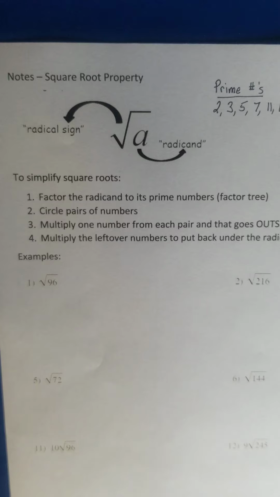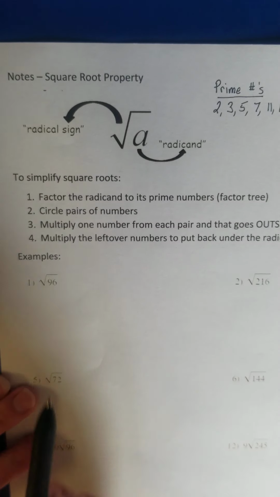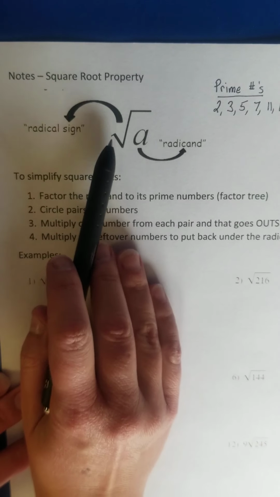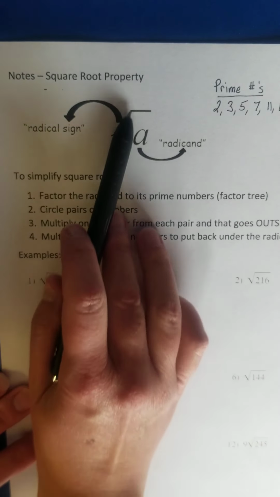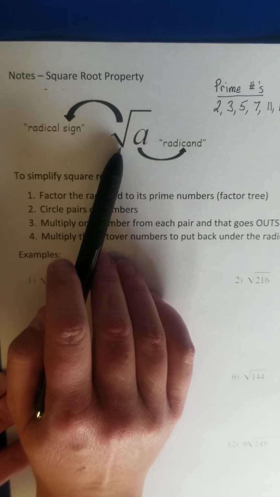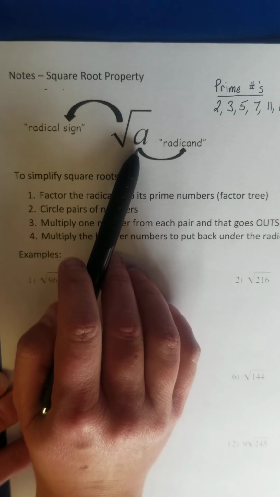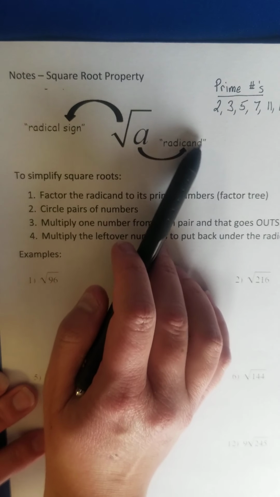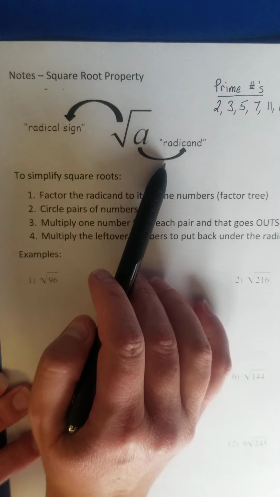So the first thing you need to know is the terminology, things I'm going to say a lot. The symbol right here is not called a check mark thingy or anything like that. It's called a radical sign. You'll hear me say under the radical. That's referring to this number right here, okay? And the number under the radical does have a special name called the radicand.